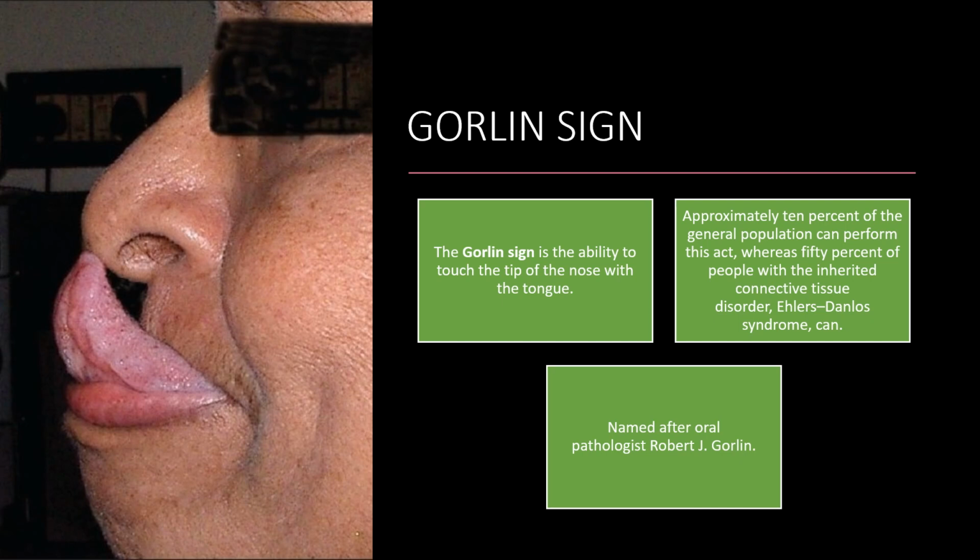The last one is Gorlin sign. Gorlin sign is the ability to touch the tip of the nose with the tongue. Approximately 10% of the general population can perform it, whereas 50% or more of people with a connective tissue disorder known as Ehlers-Danlos syndrome can easily do this act. This was named after the same person whose name is in the Gorlin Goltz syndrome, Robert J. Gorlin. The sign is the ability to touch the tip of the nose with the tongue. This is a medical sign.